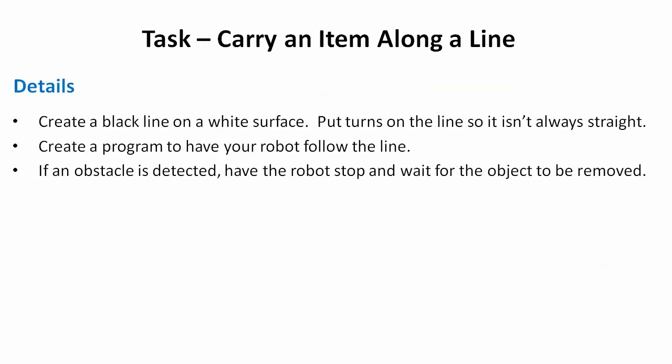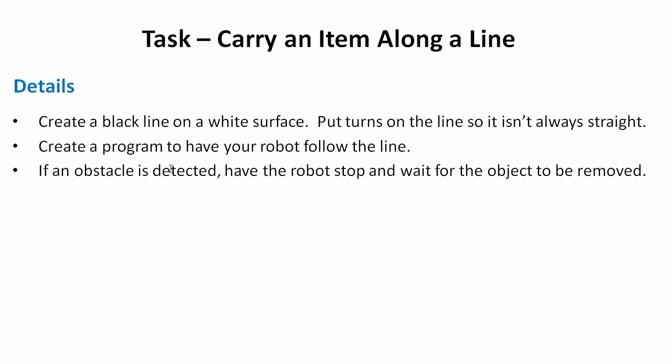So here's our task. We are going to create a black line on a white surface, or with the color sensor, it can be any color. We just want a contrast of a line on a surface, and you can use tape. I'm going to use blue duct tape, and I'm going to put it on my desk, and we'll see if we can track that. We also want to make sure that it's not straight, so there are some turns in there so we can verify that the program is actually tracking the line. And then we're going to create a program to follow that line.